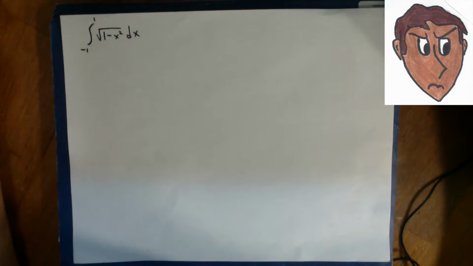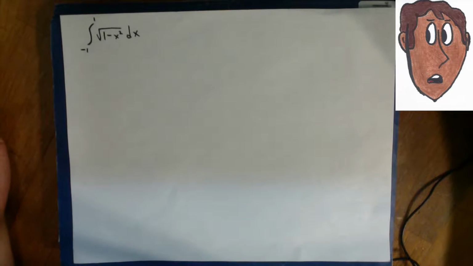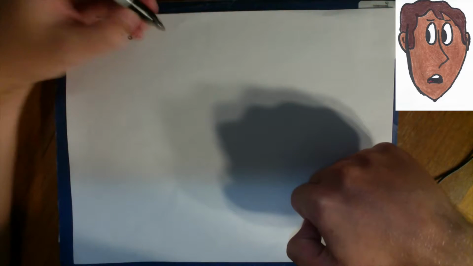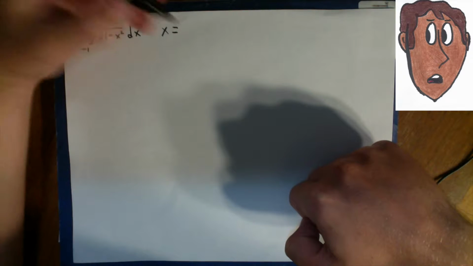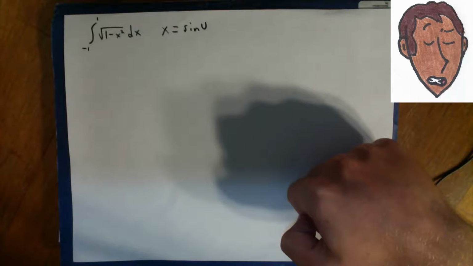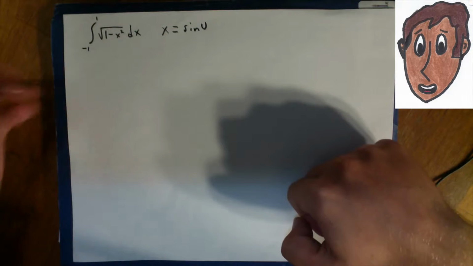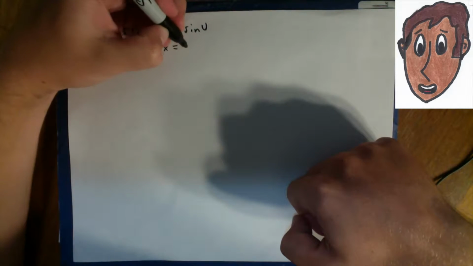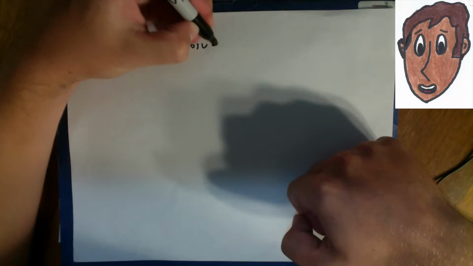So here's what we do instead. We look at this term and say, okay, that looks familiar. I am going to try this method. I'm going to say that x is equal to sine of u. You could use u, you could use theta, it doesn't really matter. Then we take the derivative: dx is equal to cosine of u, and then we have chain rule, du.